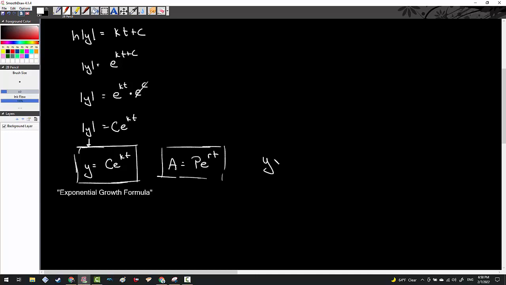Some of you may have learned y equals y naught e to the kt. It's all the same thing. Hopefully you can make the associative pieces. They're all kind of the same, but this formula is extrapolated by use of integration and differential equations.